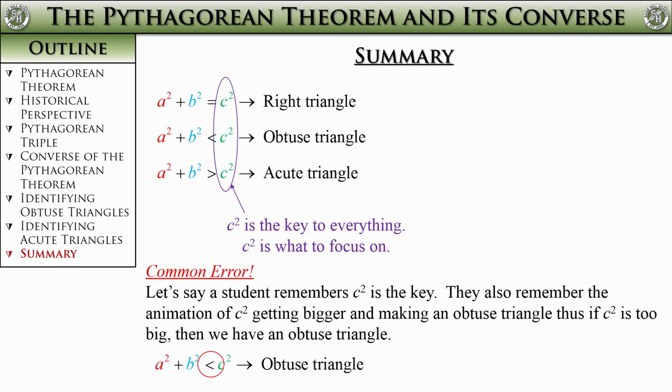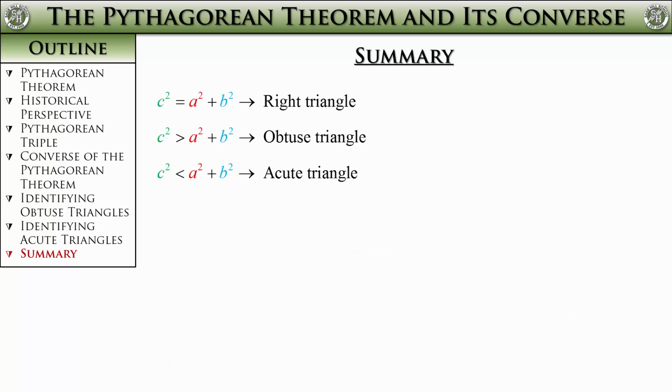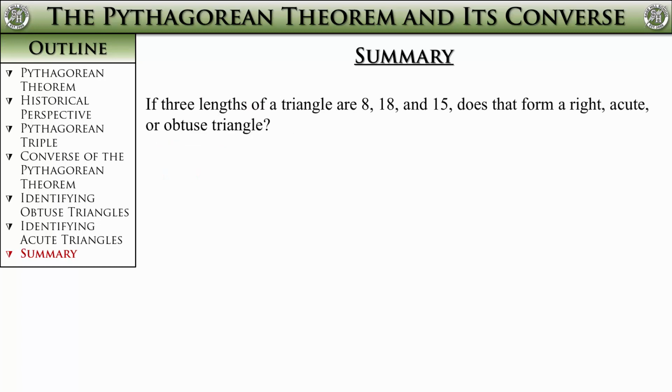If so, if this is something you might do, then maybe it would help to rewrite the summary like this. Now the greater than symbol goes with c squared being bigger. Will that help? It's up to you. C squared is the key. So in practice, this is what happens with problems like this. A very typical problem might say, if three lengths of a triangle are 8, 18, and 15, does that form a right, acute, or obtuse triangle?